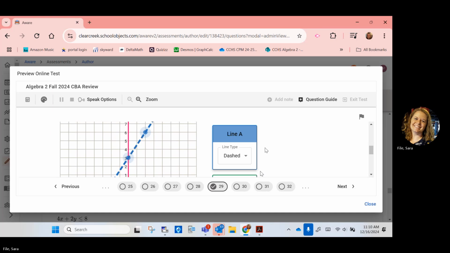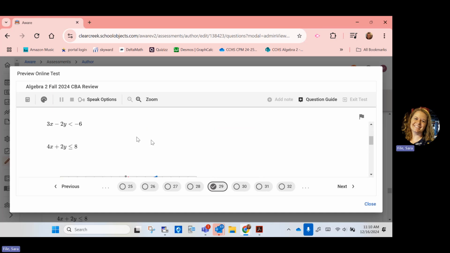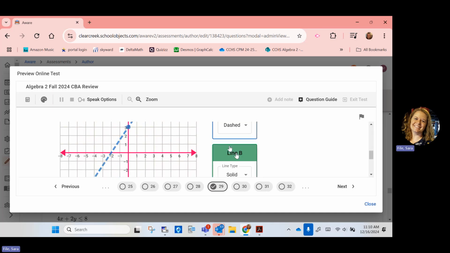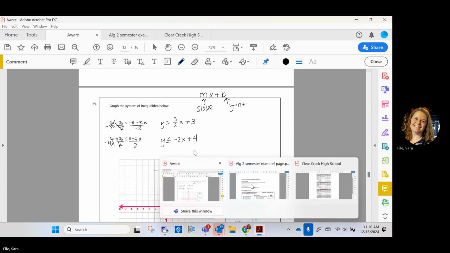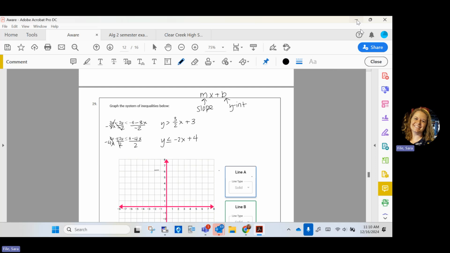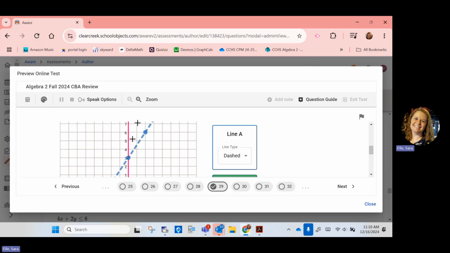Then I need to graph the second line, so I'm going to click on line B here. It was -2x plus 4. So it's got a y-intercept at 4 and a -2 slope, so down 2, right 1. Now that one did have an or equal, so that line should be solid.